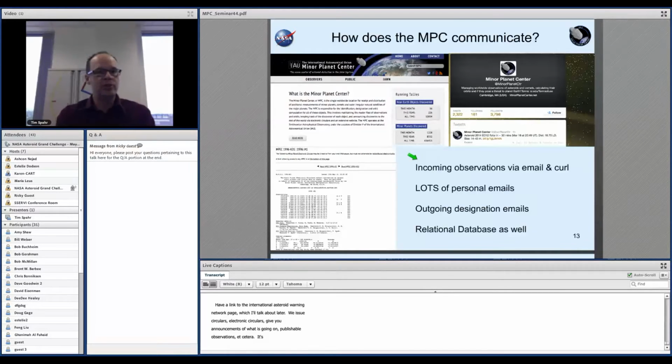We receive observations generally through email, but now we're switching over to curl, which is a feature that allows rapid communication and checking without going through emails. The reason I've done that is that I get, as you can imagine, a lot of personal emails, and I don't want the observations confusing my personal email file because I really have a lot of people I have to talk to. We communicate outgoing designations via email, and we are working on a very sophisticated relational database which the community can use for lots of queries, and I'm really hoping that once the relational database is up and running, I'll get fewer personal emails about the MPC data.